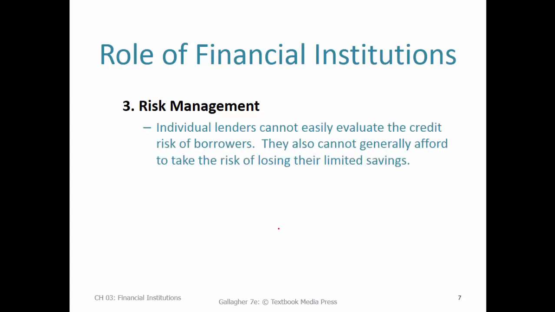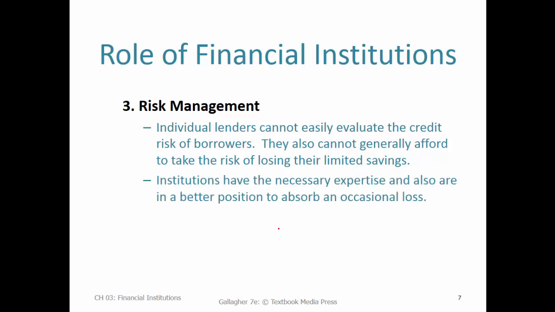Individual lenders can't easily evaluate the credit risk of borrowers. So even if I did have a lot of money, even if I had $1 million I wanted to invest, I don't know to whom I should lend it because I don't specialize in sizing up people's credit risk. Well, that's exactly what banks do. Banks, that's all they do is underwrite loans and analyze credit, and so they're really good at determining who will pay off and who won't.